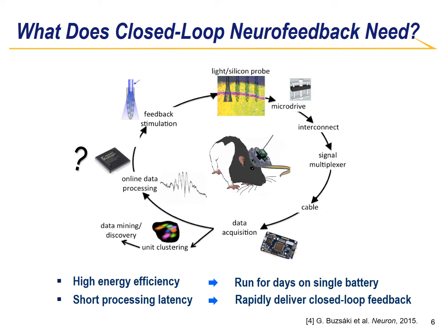Let's look at what a closed neurofeedback loop requires. Here, we focus on the online data processing component, which requires two important features for enabling efficient closed-loop feedback. One is high energy efficiency, because this component may eventually be integrated into a head-mounted neurofeedback device that needs to run for days or even weeks on a single battery. The other is short processing latency, because it needs to generate quick feedback response at spike timing resolution, at millisecond scale, for closed-loop applications.